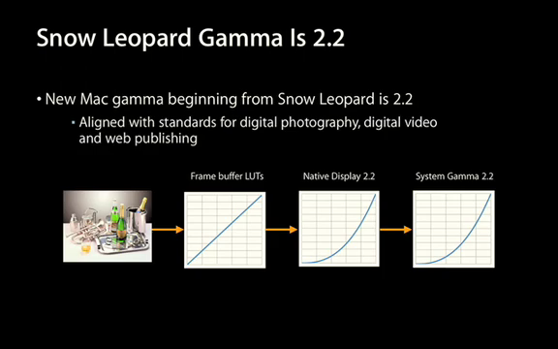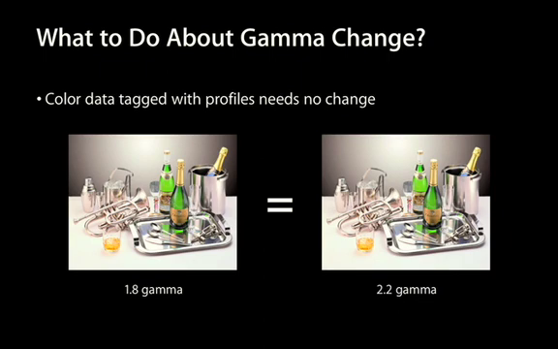And there is another important reason why we do that, because we wanted to align our system gamma with what became the de facto standard in the industry, like digital photography, digital video publishing, and digital cinematography. So is there anything that you as developers have to do about this?